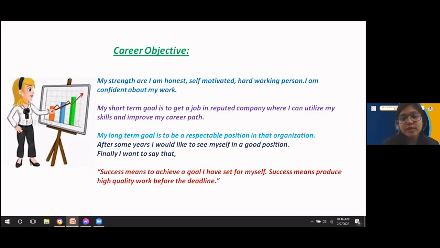My short-term goal is to get a job in a reputed company where I can utilize my skills and improve my career path. My long-term goal is to reach a respectable position in that organization. After some years, I would like to see myself in a good position. Finally, I want to say that success means to achieve a goal I have set for myself. Success means high quality work before the deadline.